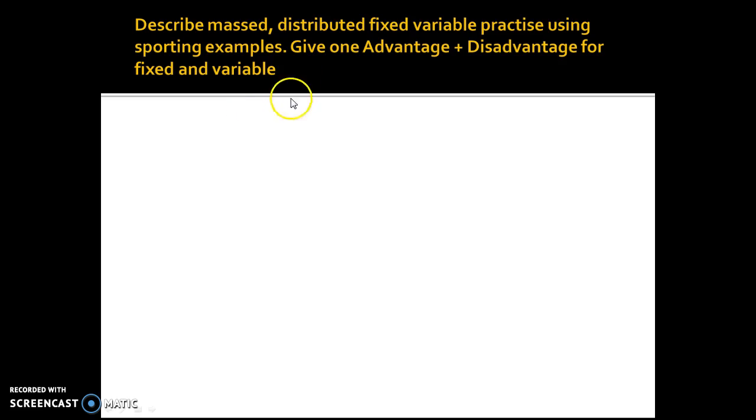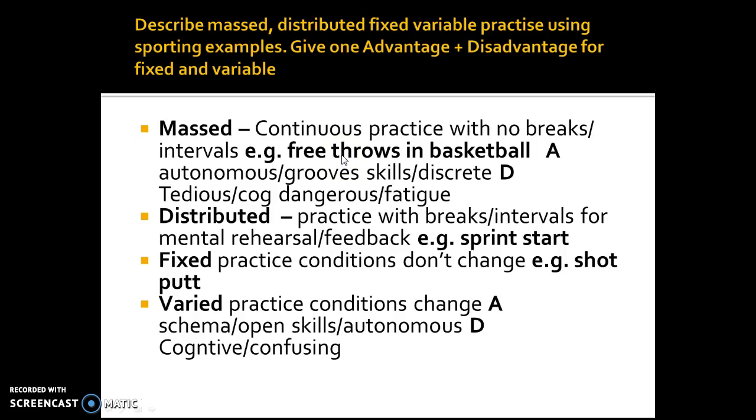That's all you're thinking, and then you need to give an example of something within it, and then give one advantage and one disadvantage just for fixed and variable. So mass practice then: continuous practice with no breaks, or no intervals, e.g. free throws in basketball. So you imagine having 50 free throws over and over and over again, someone throwing to them.